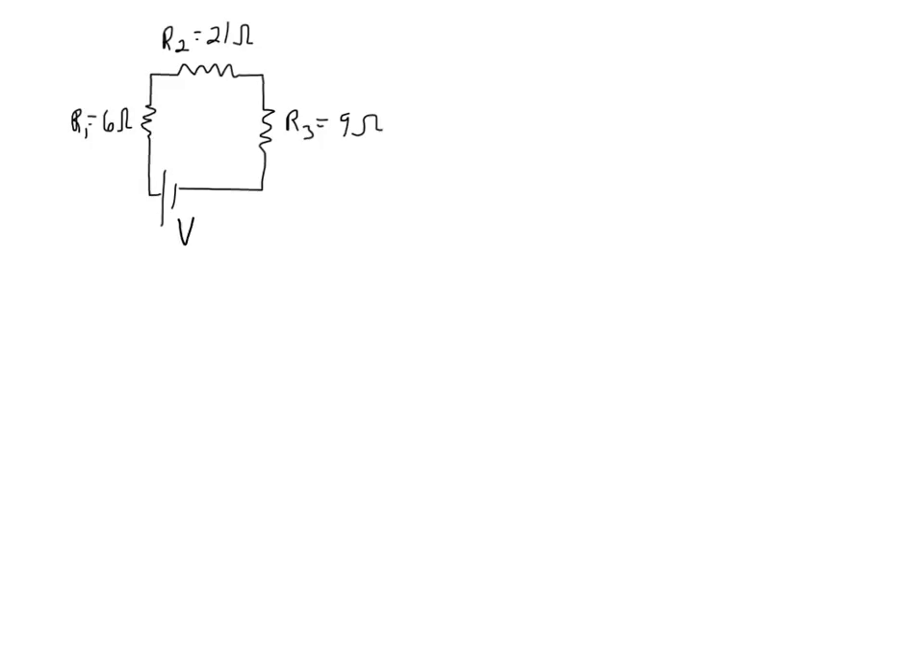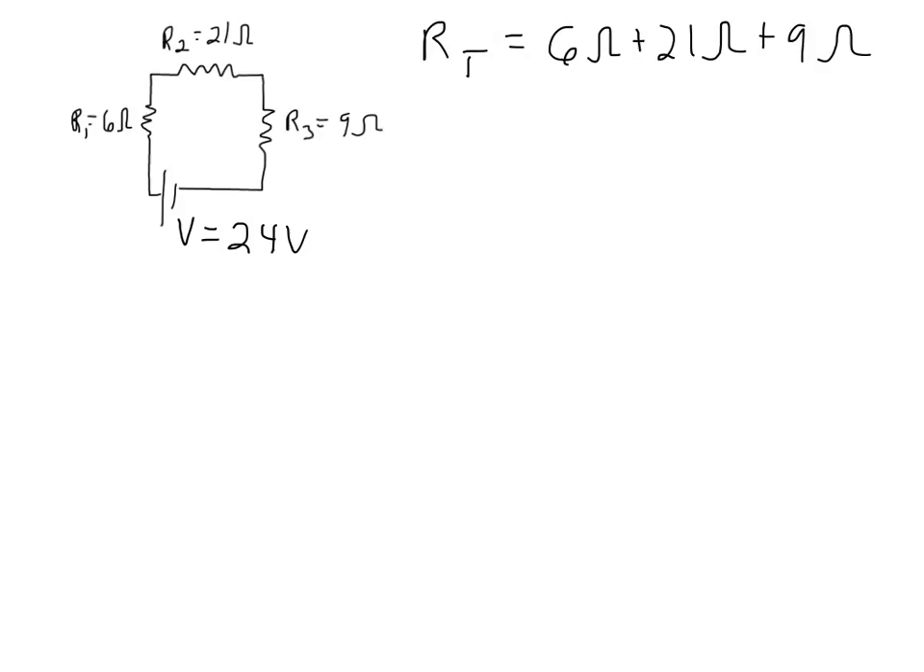One thing I forgot to write down here is that the voltage is 24 volts in the circuit, which is given in the problem. Our first step here is going to be to find RT. So our total or equivalent resistance is going to be equal to 6 ohms plus 21 ohms plus 9 ohms, which ends up equaling 36 ohms for our total resistance in the circuit.